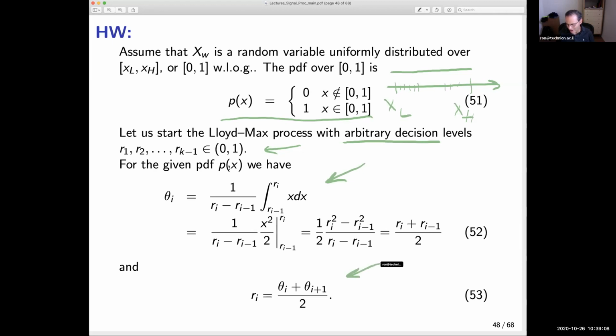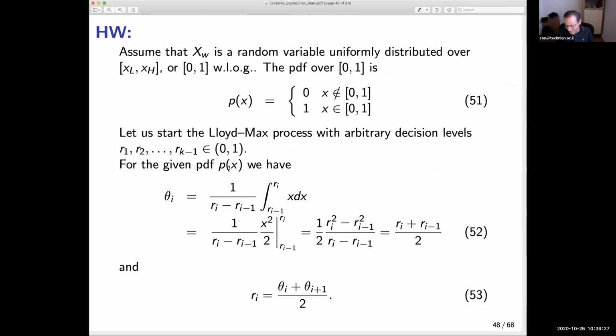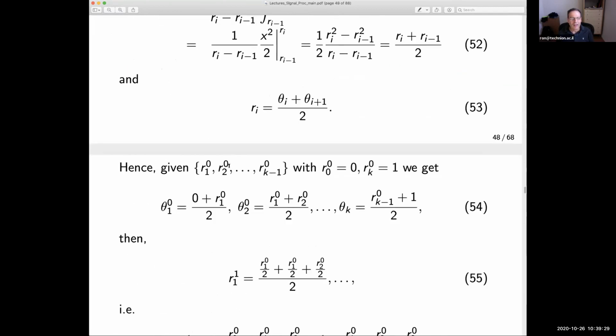So this is a one-dimensional problem. You can do it in MATLAB, or I don't know, in Python, or whatever you like, and you can see how eventually, hopefully, your values, your Ri's and thetas, would be distributed uniformly over the interval. Okay.